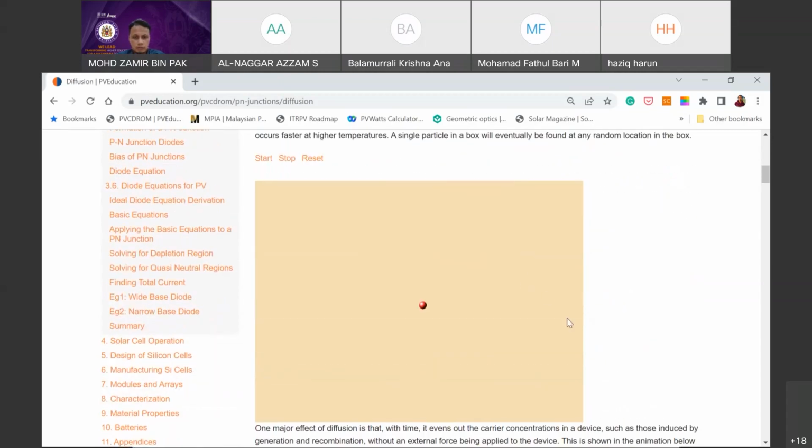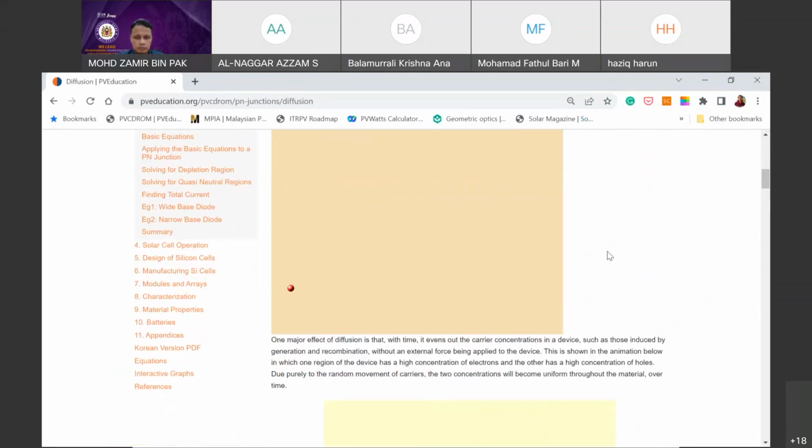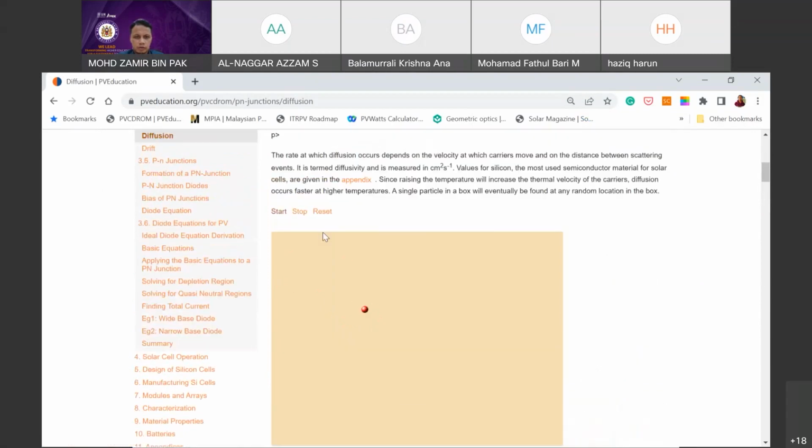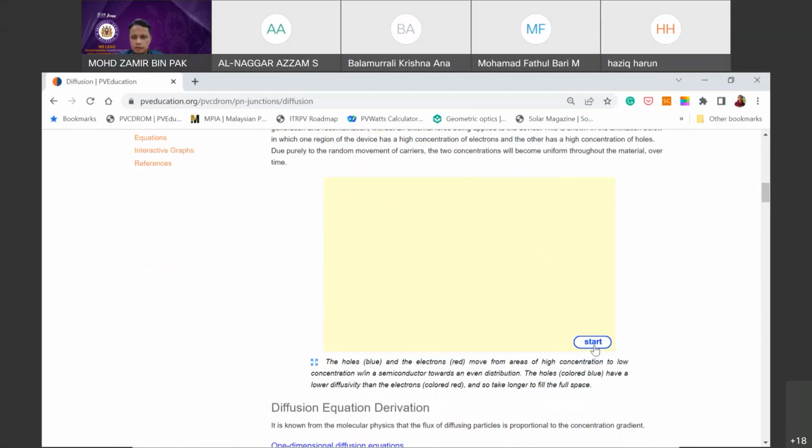So let's see now. No, this is the update, I think. Let me just see this. Okay, this is the movement, just to illustrate random motion. So let's see from here.